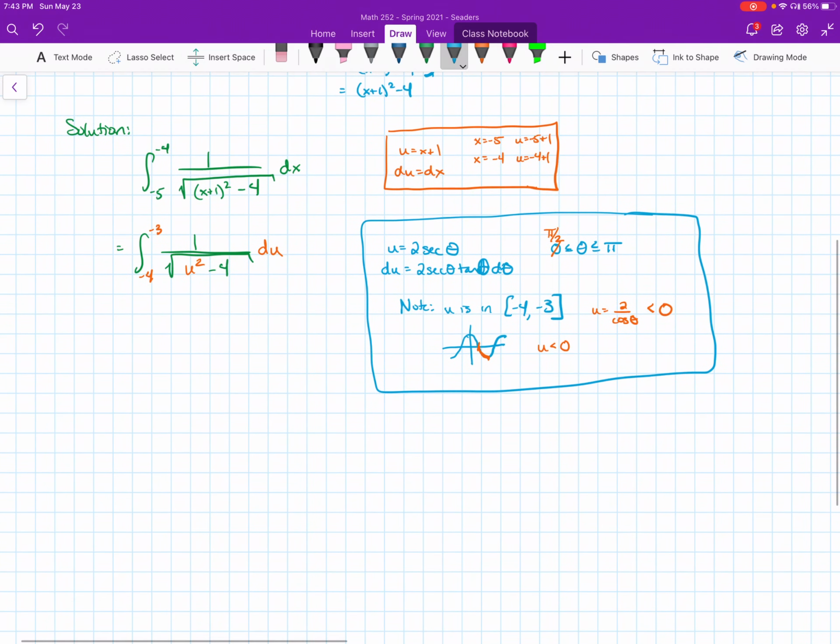Okay. So for now we're going to forget our limits, and we'll bring them back at the end. For now we're just going to do this trig substitution. So I have 1 over the square root, and I'm replacing u squared with 2 secant theta all squared, so 4 secant squared theta. I'm replacing du with 2 secant theta tangent theta d theta.